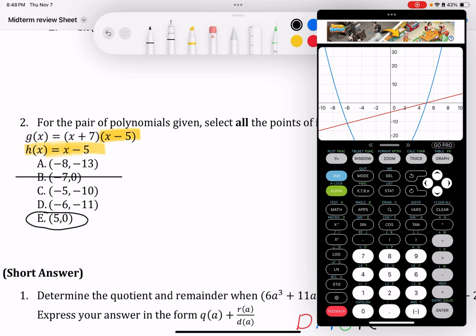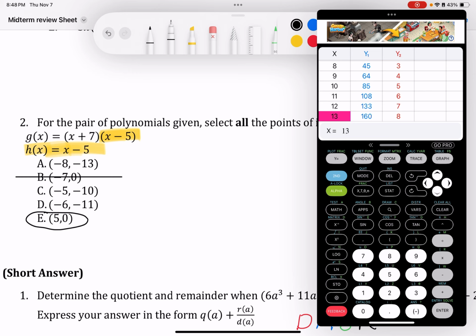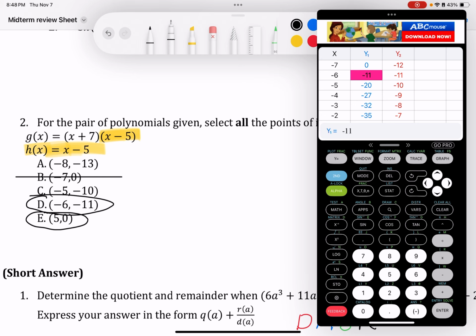So what you can do is you can hit second graph, look at the table, and find out which values of x have the same y values. So if you notice, at 5, 0, that works as well. These numbers get too big over here, so I'm going to go the other direction, to the negative side. Oh, if you notice, at x equals -6, they both have the y value -11. So that's also -6, -11.